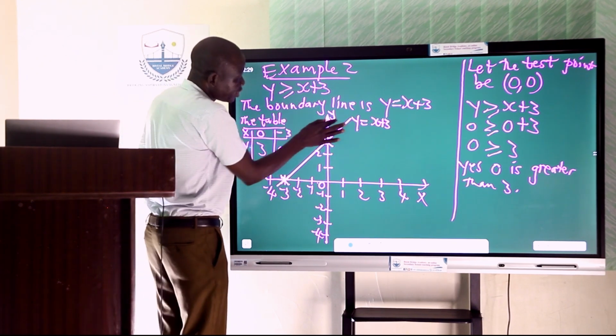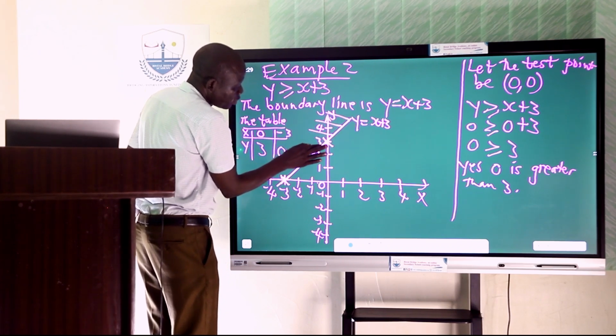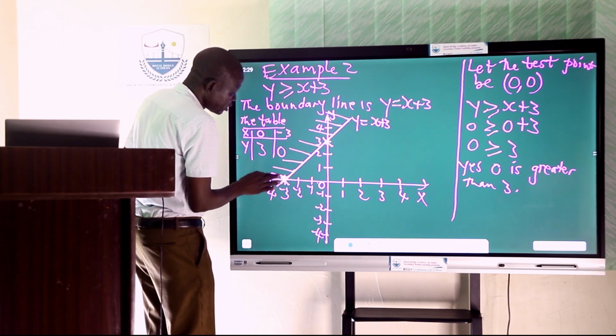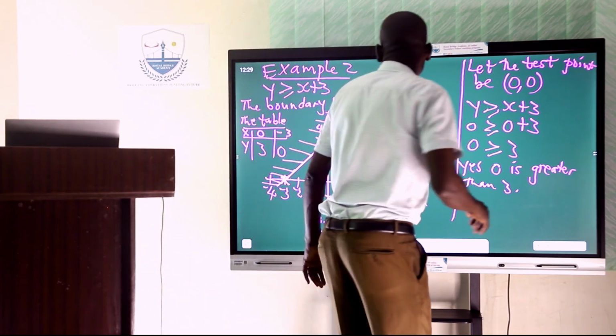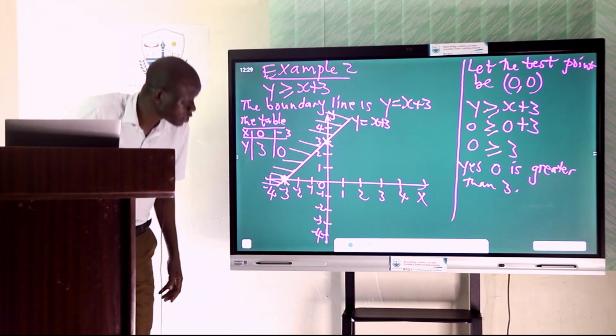And we always shade the unwanted region. Then we now shade. So the whole of this region is unwanted. So we shade it like this. And therefore this becomes the answer. So that is how we answer such a question.